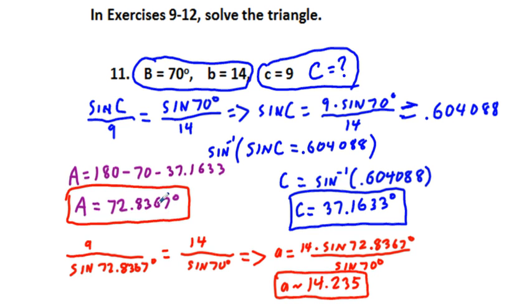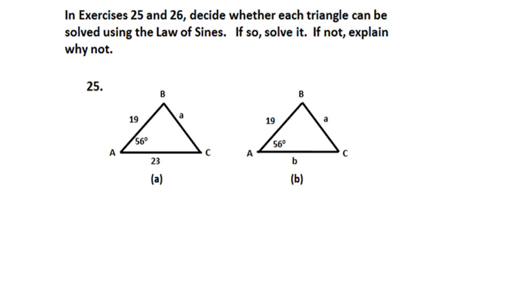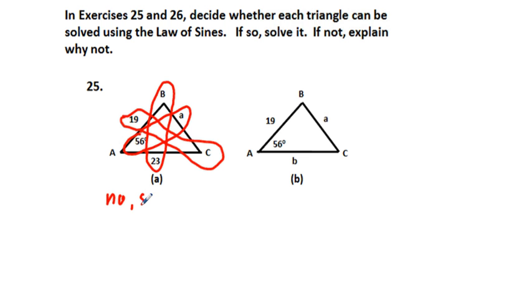Next, we're going to go to the next problem, which is 25. In exercises 25 and 26, decide whether each triangle can be solved using the law of sines. If so, solve it. What you're looking for is an angle and opposite side. Here in part A, opposite the only angle you have, you have an unknown. And opposite the sides you do know, you don't have an angle you know. And so you don't have a side opposite an angle. So for this one, you do not. This is what's called a side angle side case. So this would be no.